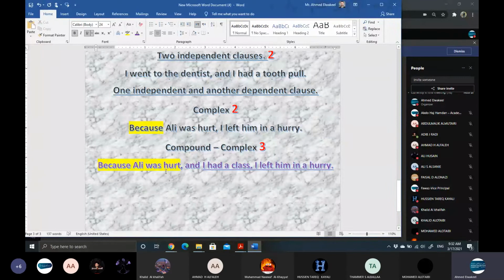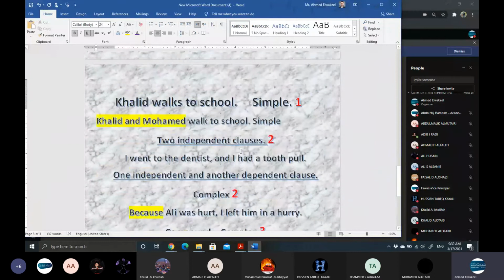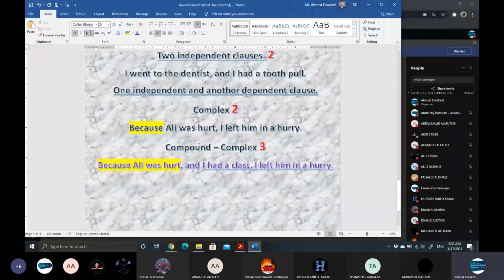That's what we have already covered in the last couple of weeks, right? The four types of sentence: to have a simple sentence, a compound, a complex, or a compound complex sentence, right?